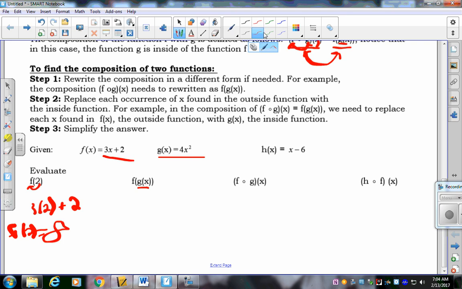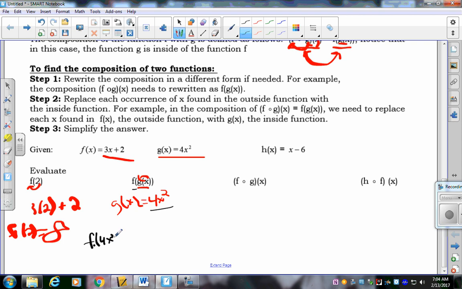Okay, so it's saying plug x into g. Well, it's already written in terms of x, meaning with the variable x. So if I wrote g of x equals 4x squared, I don't need to do anything there. So now I'm plugging this, the 4x squared, into the f function. So I'm doing f of 4x squared, because that's what I'm plugging into the f function.